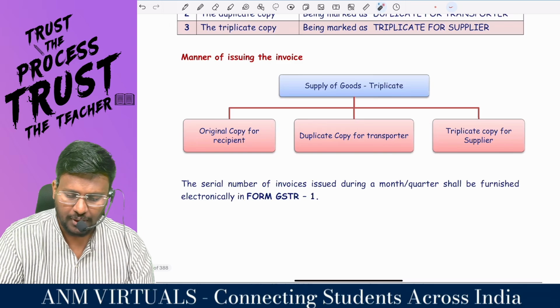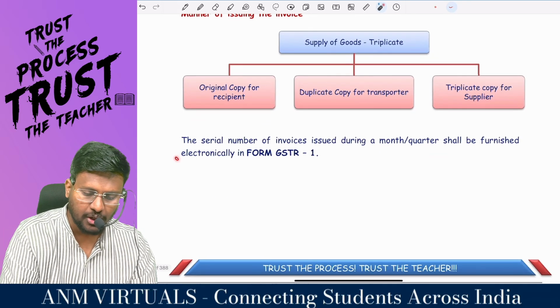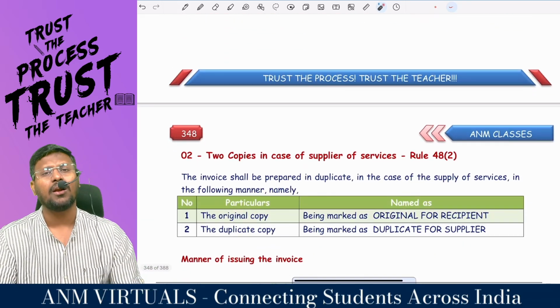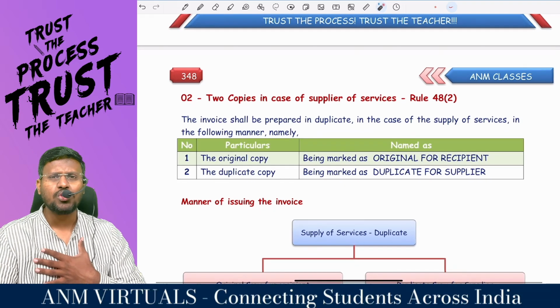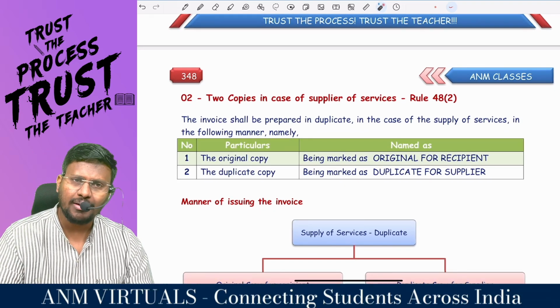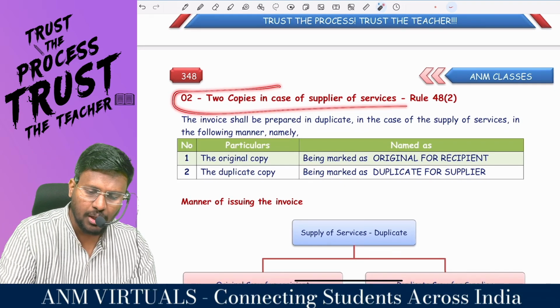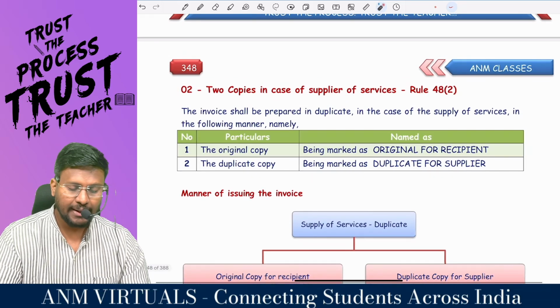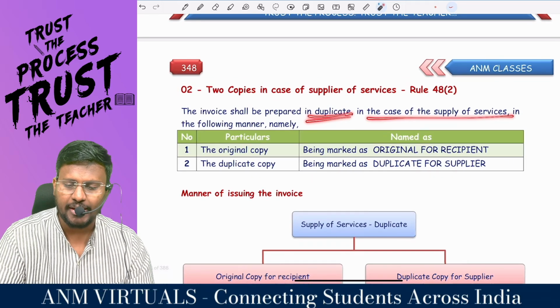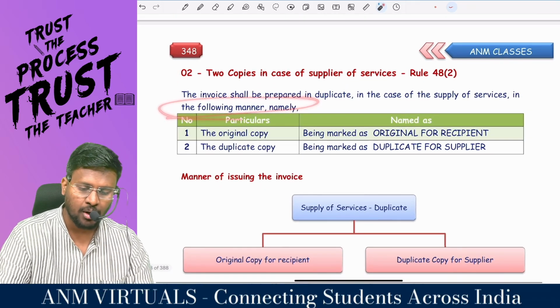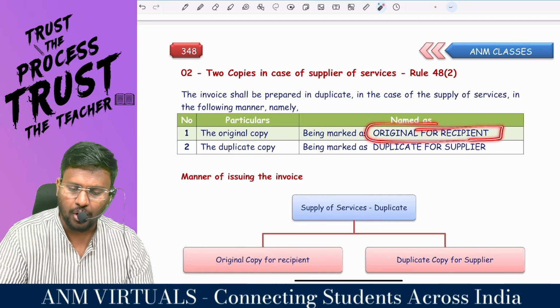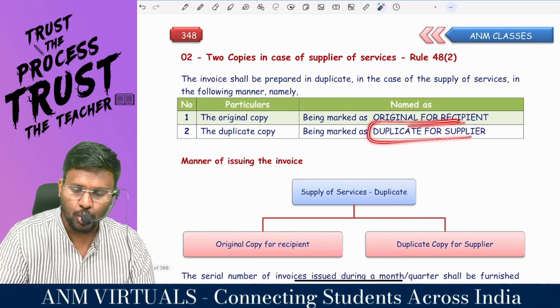And the serial numbers of the invoices issued during the month or quarter shall be furnished electronically in form GSTR-1. Sir, I am not a supplier of goods, I am a supplier of services. Don't take triplicate, sir, two copies in case of services. The invoice shall be prepared in duplicate in case of supply of services in the following manner: original copy being marked as original for recipient, duplicate copy being marked as duplicate for supplier.